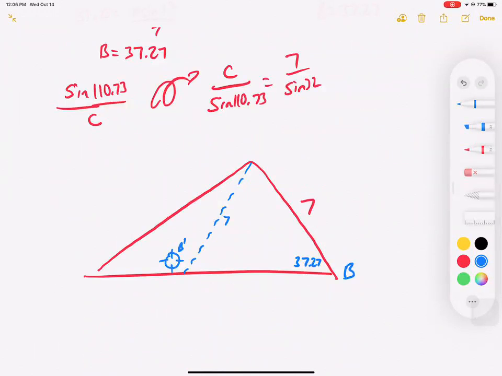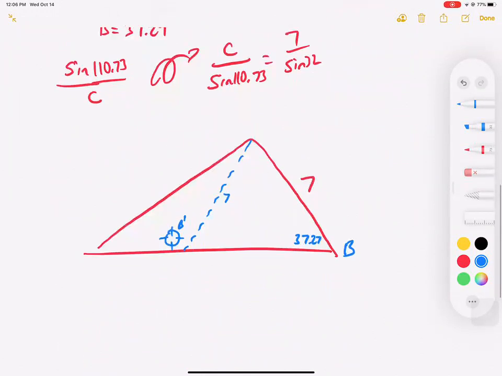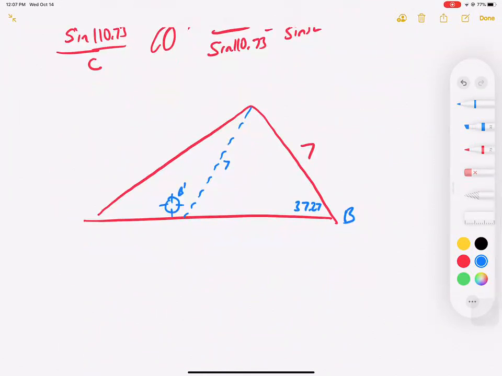Now here is the gimmick for us to get there. Look at this overall triangle here. What type of triangle do we call a triangle with two exact same sides? We call it an isosceles triangle. And if a triangle is isosceles, if the sides are congruent, hopefully you remember geometry, so are its base angles, 37.27.